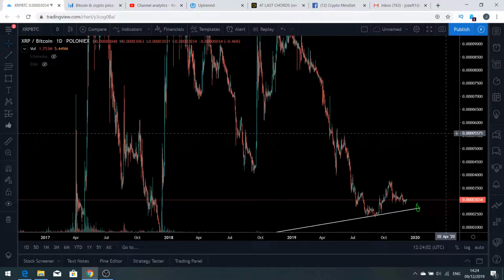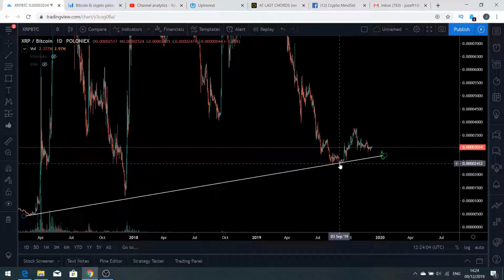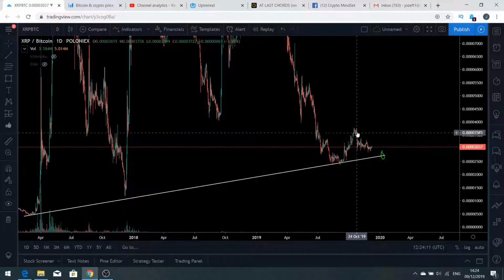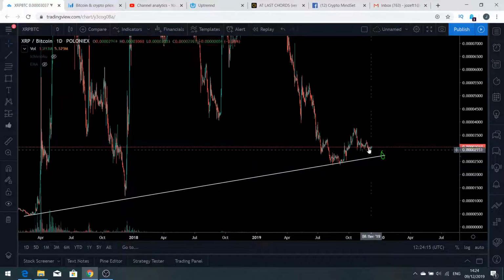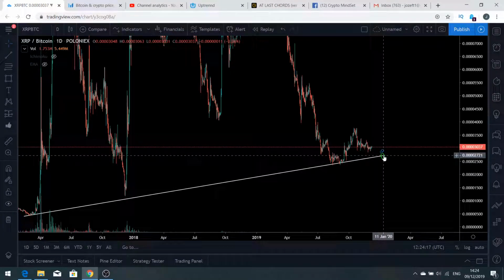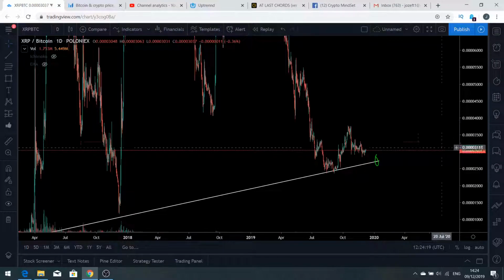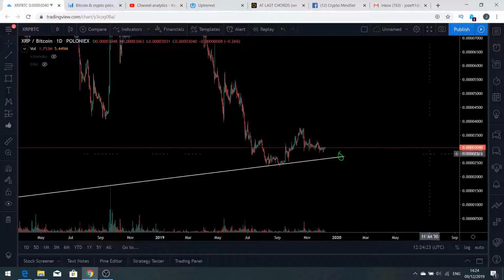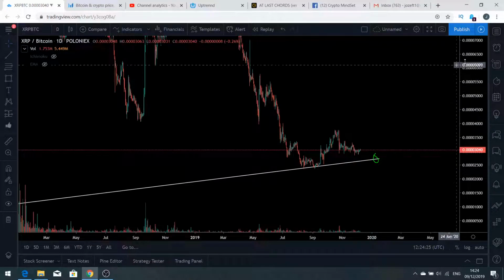The last time we touched it was in September, and we had no real bounce, just a really weak dead cat bounce. Maybe now we're going to come back to test it again, and we might get the bounce we're all looking for. Maybe, and maybe not. I will be there to keep you updated on everything.